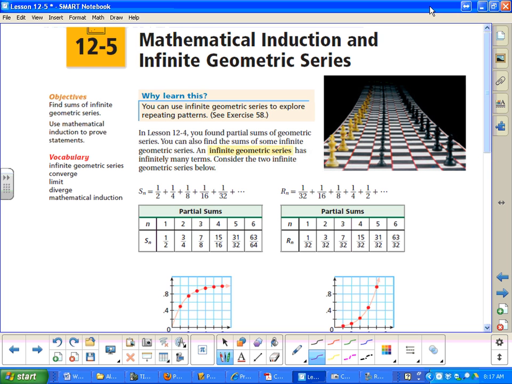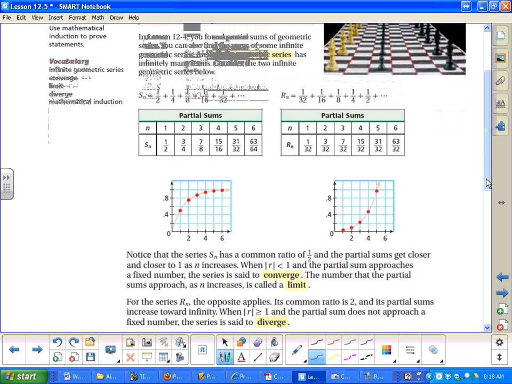Okay, so we're going to talk about infinite geometric series today. Now this also says mathematical induction, but we're going to bypass that part of it. So an infinite geometric series is just what it says, but instead of stopping at a partial sum of 10 or 8 terms, we're going to keep going into infinity. So the number that we find in reality is not an exact value, but as time goes on, it gets closer and closer and closer to a certain number.